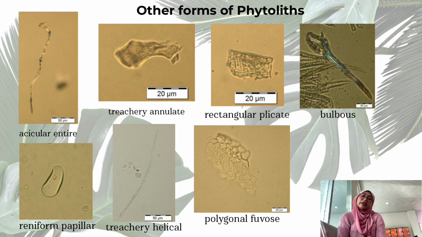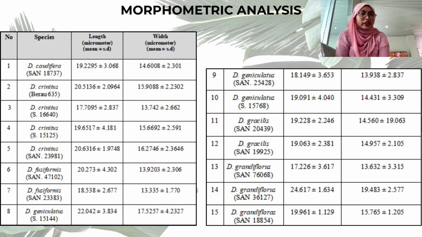So besides the major forms of phytolith that we found in 15 samples, we also found other minor forms of phytoliths such as acicular entire, tracheary annulate, rectangular plicate, polygonal foveolate, and much more. When we have already determined the shape of the major phytoliths, we take the 20 best-shaped major phytoliths of each of the 15 samples to do a morphometric analysis where we measure the length and the width, and we take the average of each length and width.